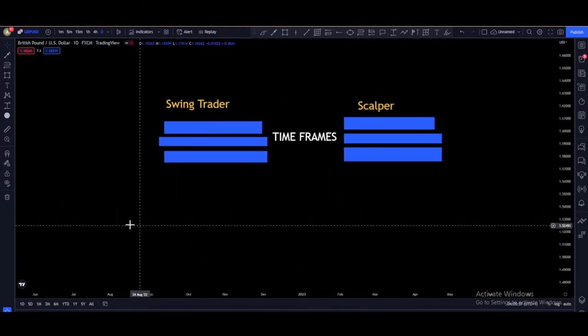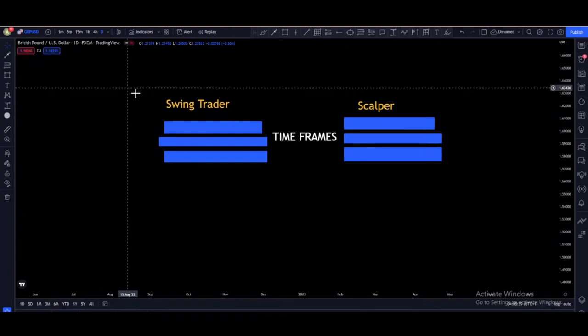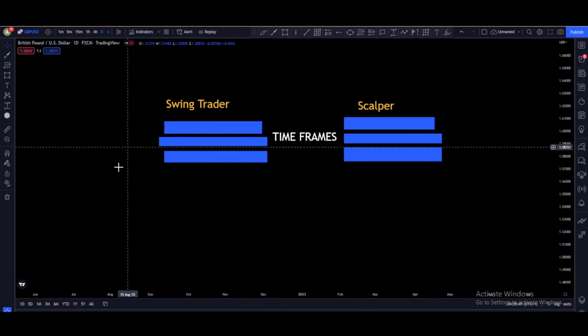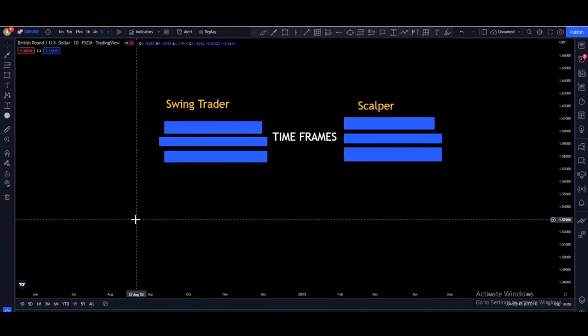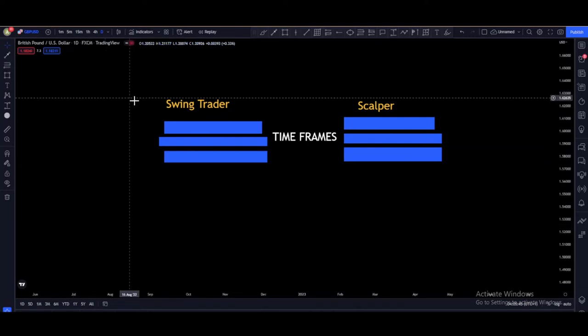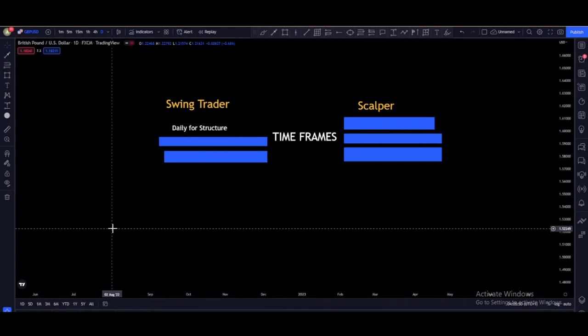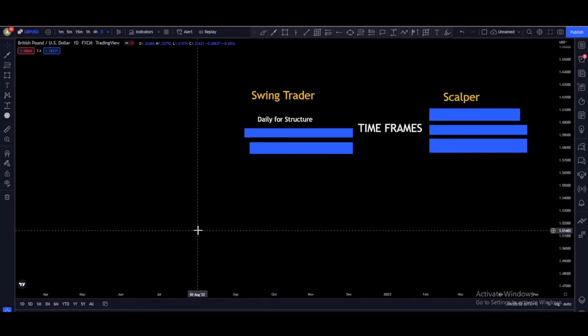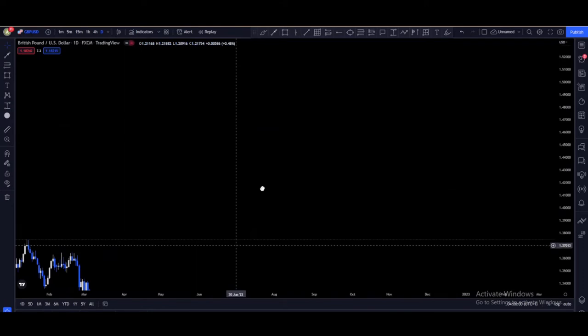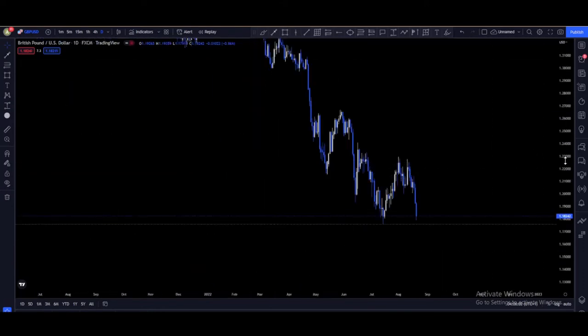The time frame the swing trader should use to trade could vary between traders, but this is just my opinion. So the first time frame is daily, and it should be used for structure. You should watch my previous video on structure and how to identify market structure. So this is the daily for structure. What do I mean? Identify your market structure.